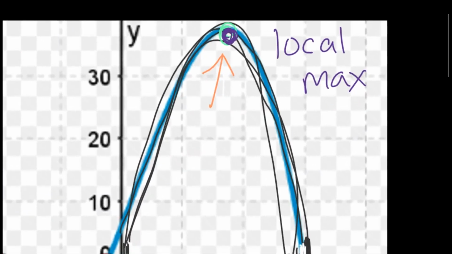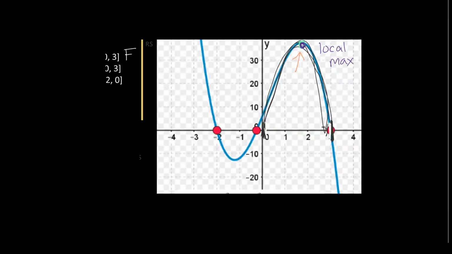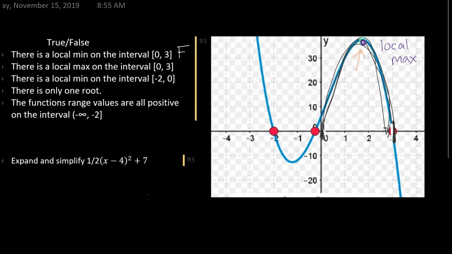There we go. Way up there. If I follow the line of my graph from 1 to 3 on the x-axis, there is a local maximum. So is that one, number 2, true or false? It is true. There is a local maximum.